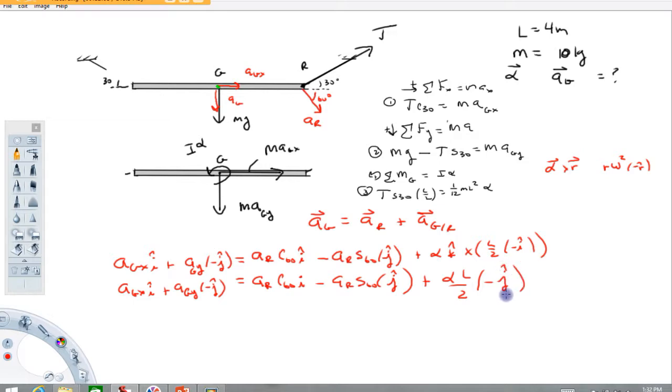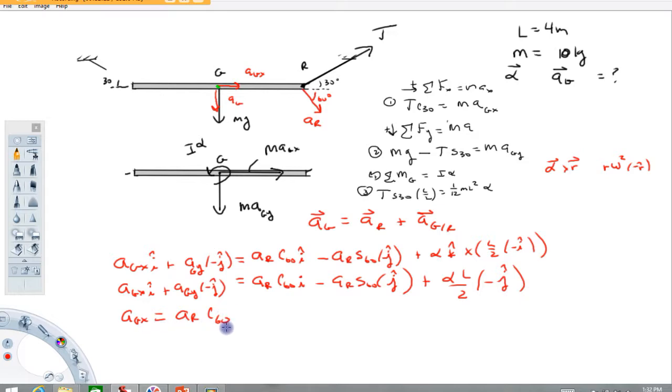Okay, next, let's compare directions here. So we've got an i component here, and that is the only i component on the left-hand side. Right-hand side, we've got this guy. Nothing else in the i direction, so this equation stands.